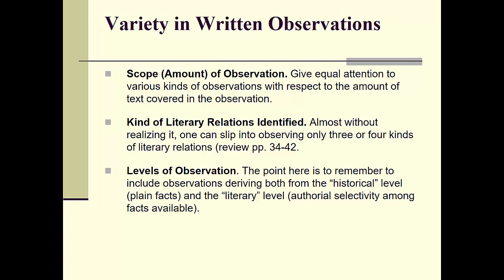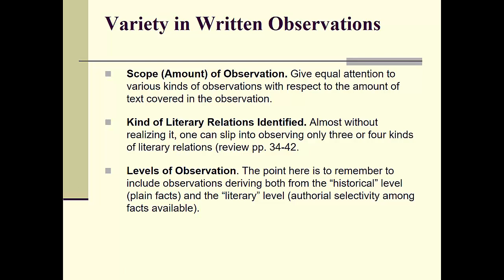When it comes to what sort of literary relationships we're calling attention to, we want to be on guard against falling into just doing the same ones over and over again. Take a look at pages 34 to 42 if you're wondering what it is we're referring to by literary relations. Again, we want to be watching for variety. Think of it like the colors of a rainbow. If all you ever saw was purple, well, that would get a little bit monotonous. There's a lot of colors out there, and we want to be attentive. Literary relations have variety. There's more than enough to go around.